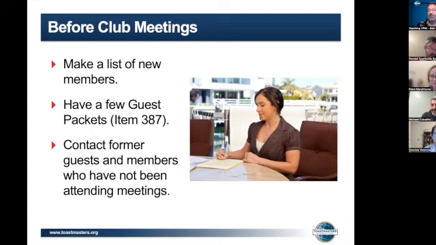So have a few guest packets. And I know that's changed, and each club has different things that they may give to the guests. And some people do them all electronically now, which is great too. It doesn't have to be a physical guest package, but giving them something to let them know what to expect when they show up as a guest.